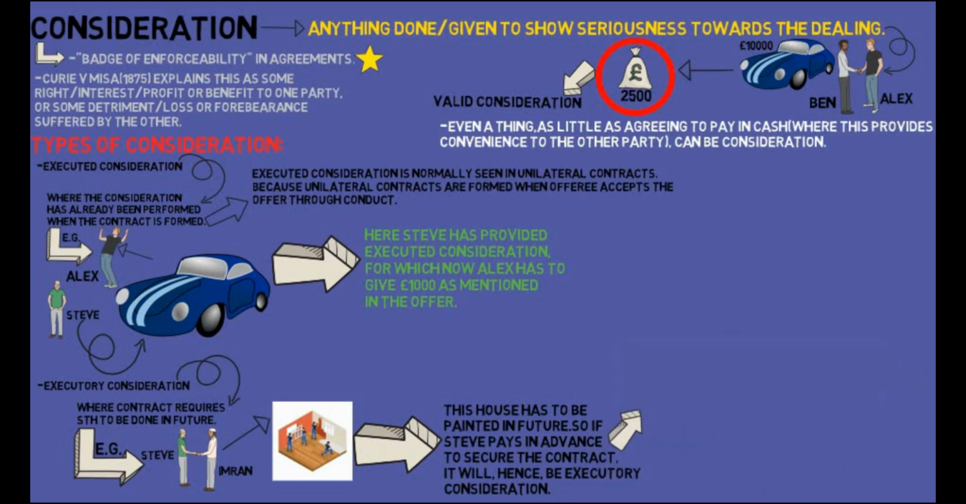You must not think that consideration is only provided where payment is made in advance. Even if Steve doesn't pay in advance, consideration is provided by both. Imran's promise to paint is the valid consideration in return for Steve's promise to pay.